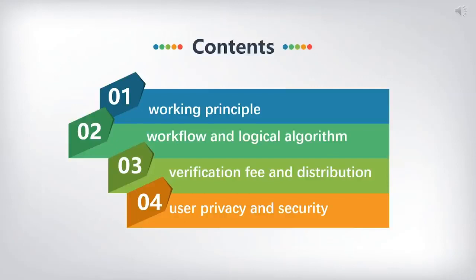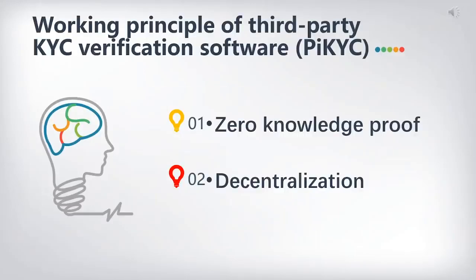Regarding the proposal, we mainly talk about 4 aspects: working principle, workflow and logical algorithm, verification fee and distribution, user privacy and security. Working principle of third-party KYC verification software, Pi KYC. First, zero-knowledge proof. Second, decentralization.